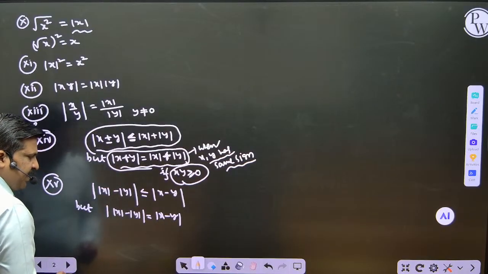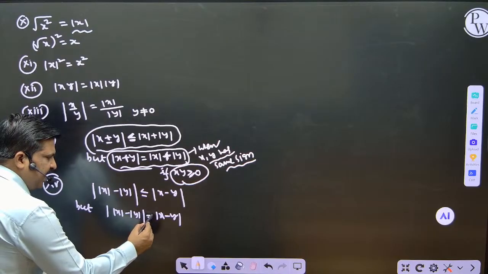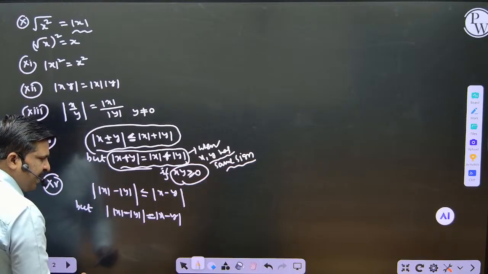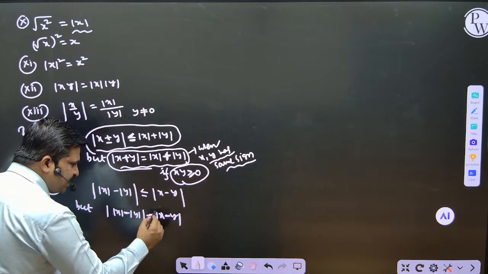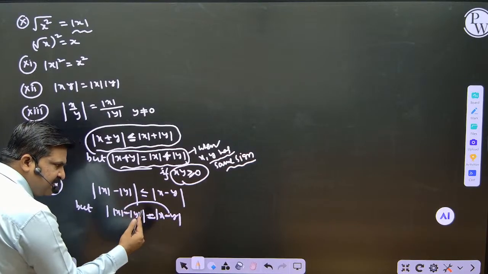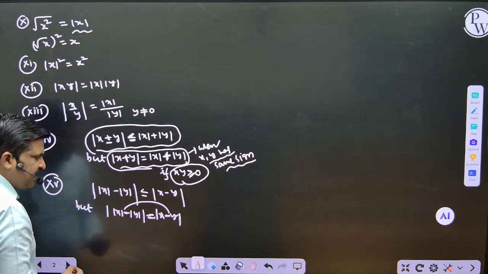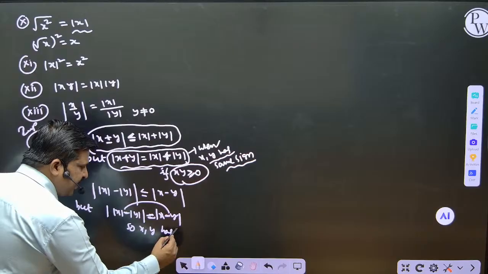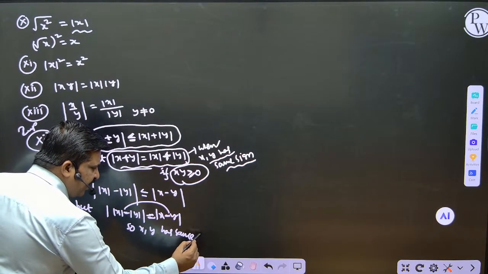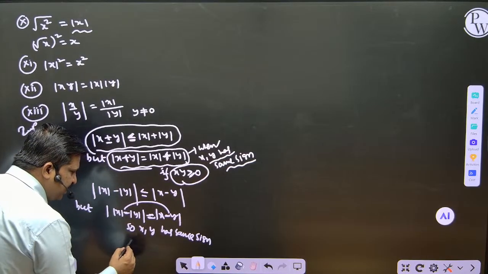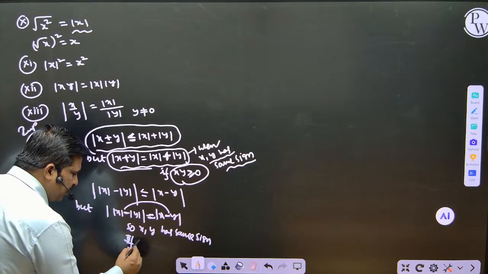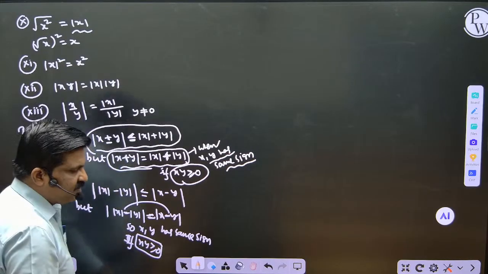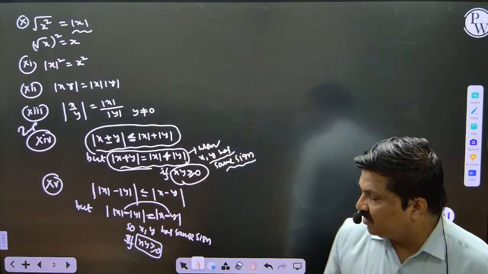So look at this here. Here equality holds, but what is the sign here? Minus sign. Here what is the sign? Minus sign. That means both have which sign? Same sign. So x comma y have the same sign, which implies that compulsorily xy should be greater than or equal to 0.